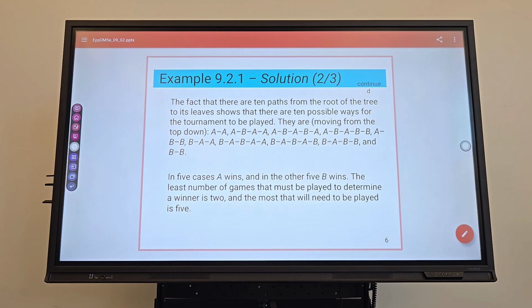The fact that there are 10 paths from the root of the tree to its leaves shows that there are 10 possible ways for the tournament to be played, and they're given here. In 5 cases, A wins, and in the other 5, B wins. The least number of games that must be played to determine a winner is 2, and the most that will need to be played is 5.